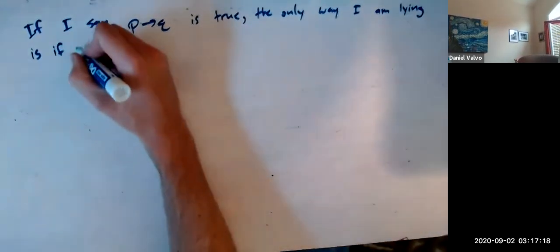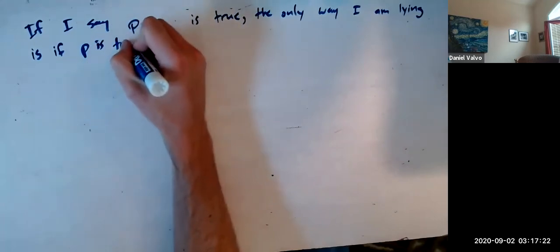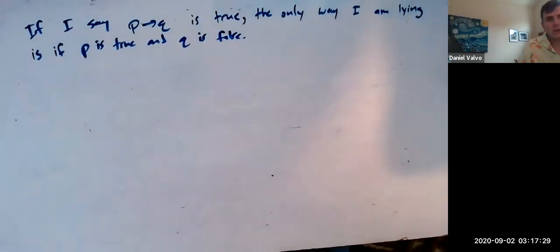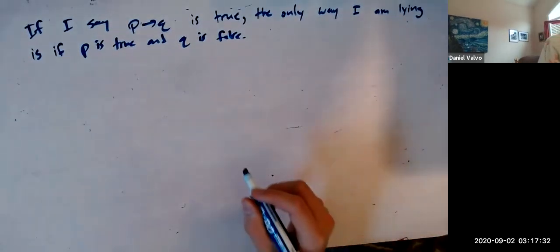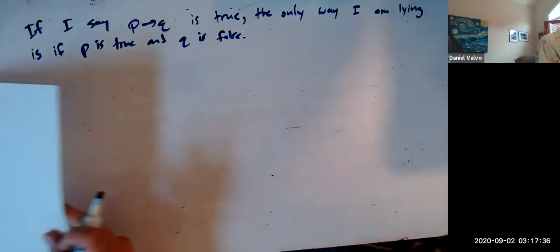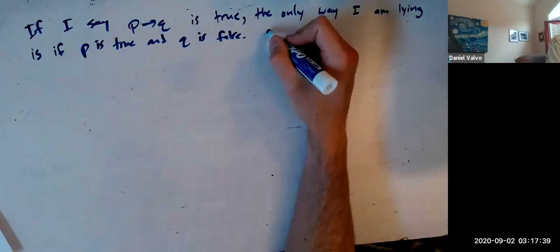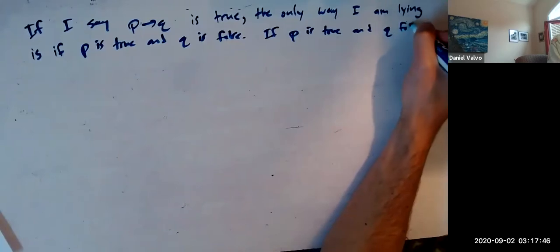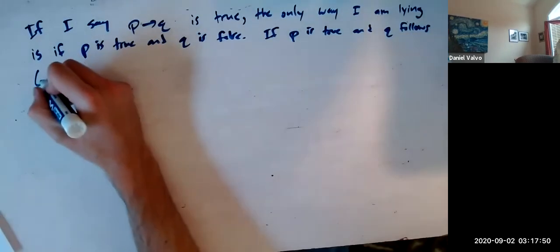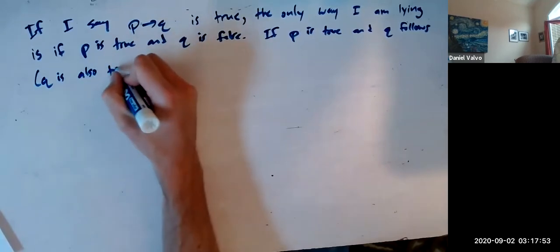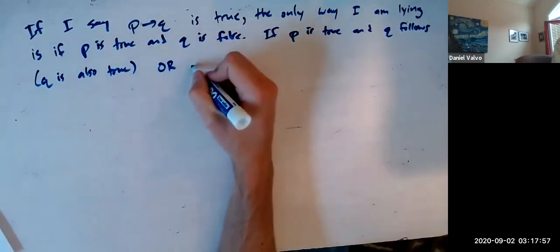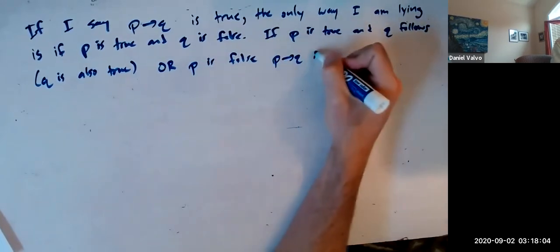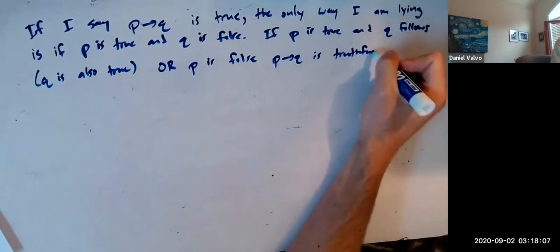So it's false if P is true and Q is false, right? If P is true, but Q does not follow. So another way I put this is, if P is true and Q follows, which is a way of saying Q is also true, or P is just false from the beginning, P implies Q is truthful, right?